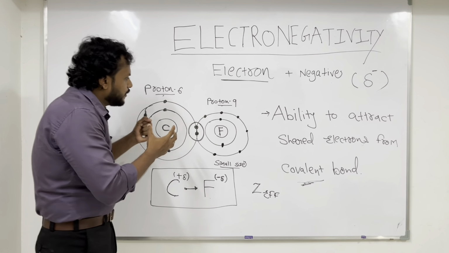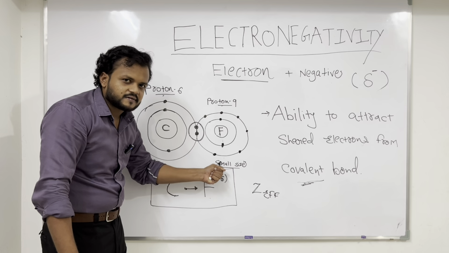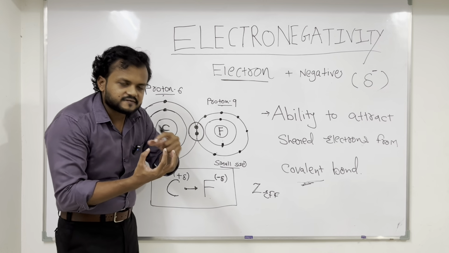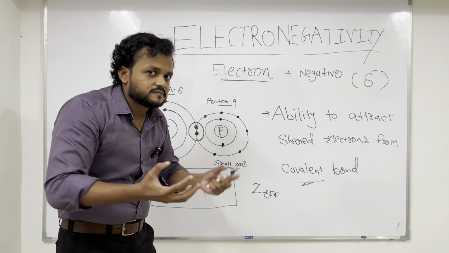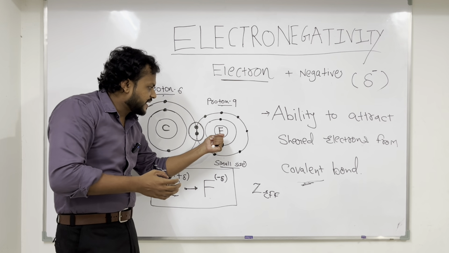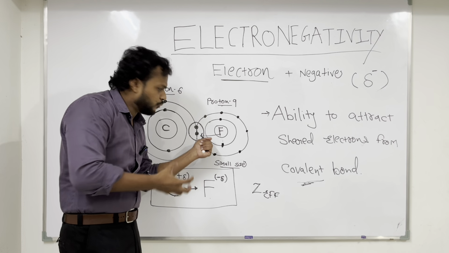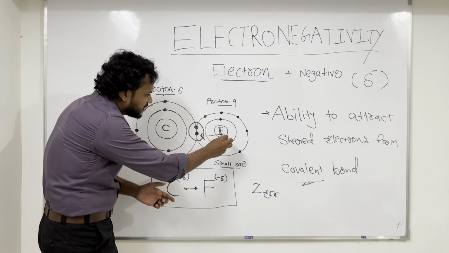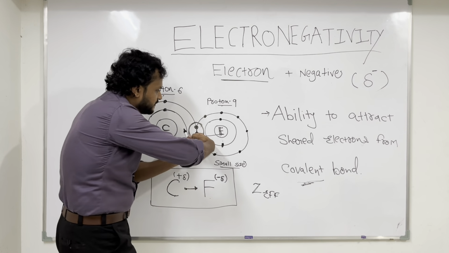You can see that fluorine is smaller in size compared to carbon. That means it has a smaller atomic radius. The distance between shared electrons and nucleus is less. What does it mean? The fluorine's positive charge can attract the shared electron more strongly, because the distance between the nucleus, the positive charge, and the shared electron is very small, so the positive negative attraction is strong.